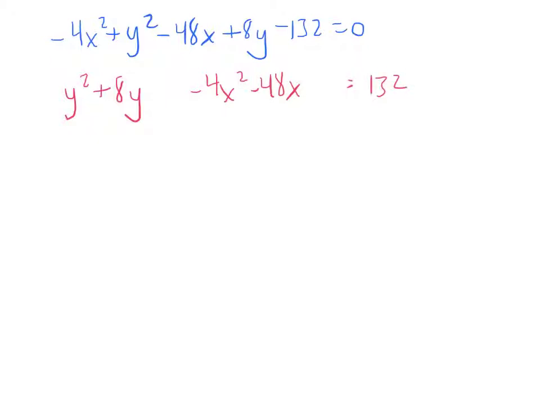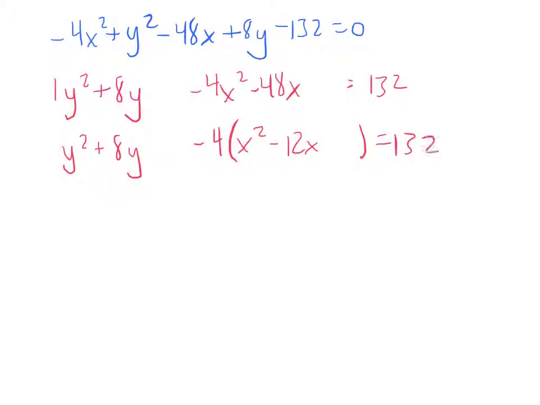Now, the next step is we want to make sure that we have a 1 in front of our x squared and our y squared. In this case, I have a 1 in front of my y squared, but I don't have 1 in front of my x squared. So I'm going to leave my y squareds alone. So it'll be y squared plus 8y minus, now what I'm going to do, remember, is factor that 4 out. So it'll be 4 times x squared minus 12x equals 132. Now I can complete the square just like I normally do.